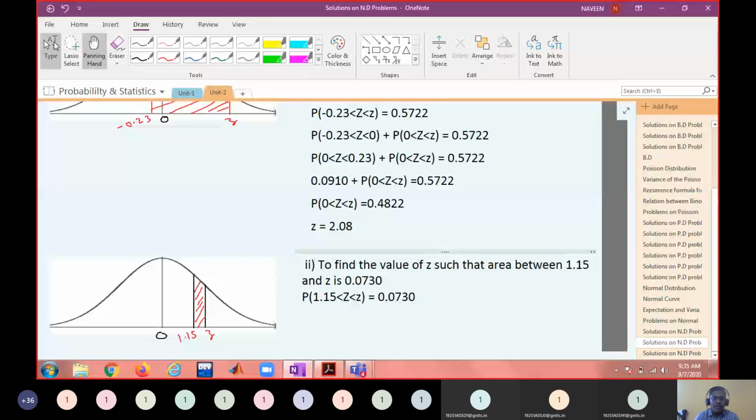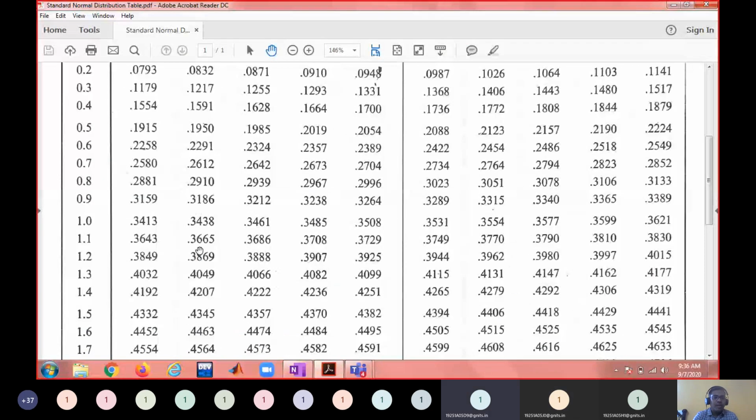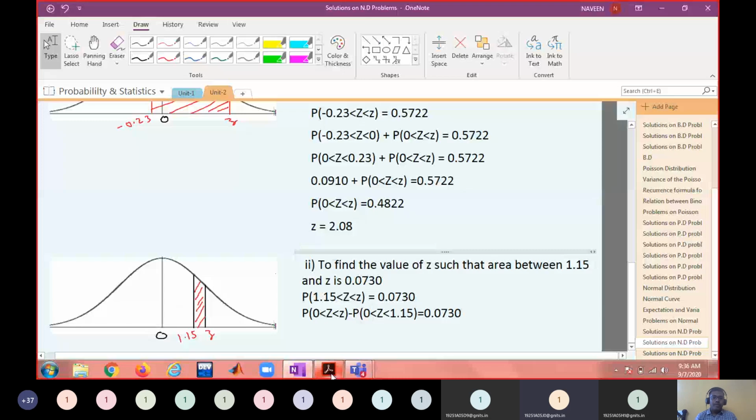So that means probability that 0 less than z minus probability that 0 less than z less than 1.15 is equal to 0.0730. Okay, so I think this is 0, right? Yes, sir, 0. So look at the distribution table and find the area from 0 to 1.15. 1.15 gives 0.3749.